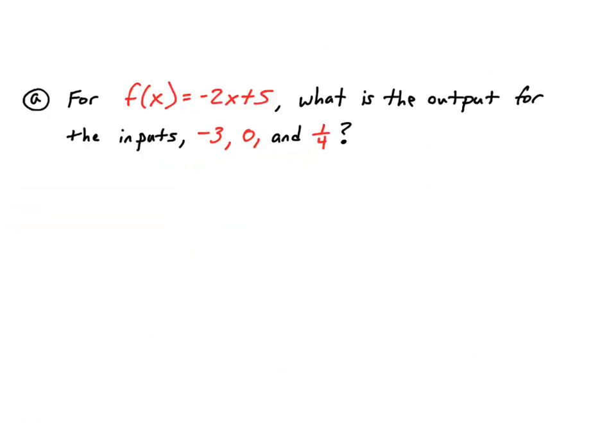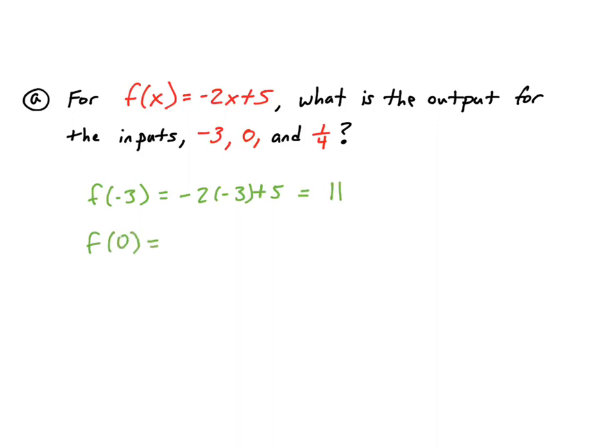So here in this example, it says f of x equals negative 2x plus 5. What is the output for the inputs of negative 3, 0, and 1/4? So we're just going to go ahead and evaluate this essentially 3 times. So f of negative 3 means we're going to plug in negative 3 for x, and we're going to see what we get. Negative 3 times negative 2 is 6, plus 5 is 11. So one of our outputs is 11.